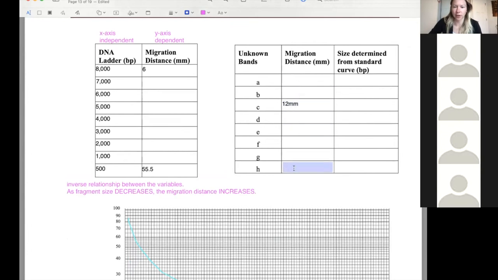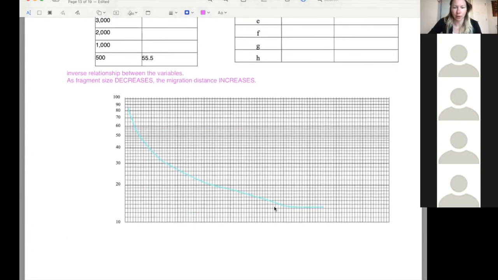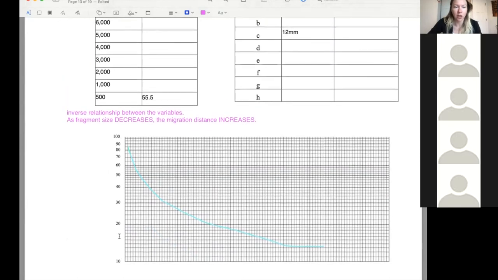So if you had all those migration distances listed here, and then let's say you had a standard curve, well, you could find your migration distance on the y-axis, follow it over to where it intersects your standard curve line, and come down vertically, and then that would be the fragment size. So very similar to how we use that standard curve with the absorbance and the maltose concentration, same concept here. If you have one of the variables, you can extrapolate the other variable from your standard curve. And that's really the whole basis for making standard curves: if you know where one variable is, you can figure out where the other variable is.